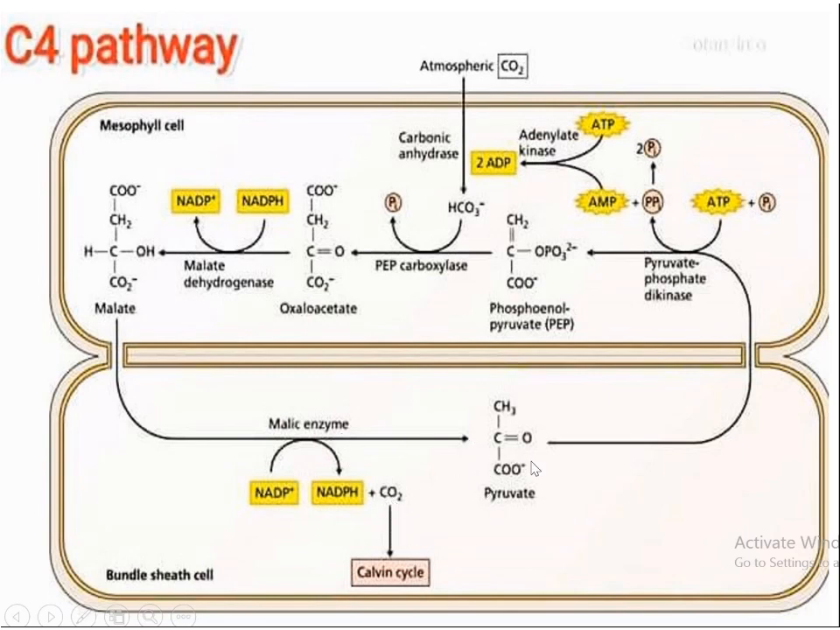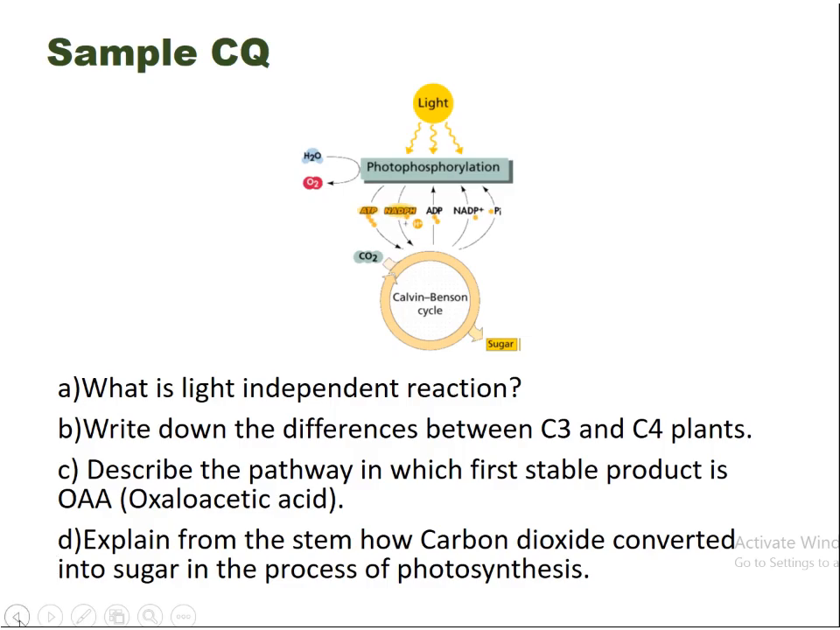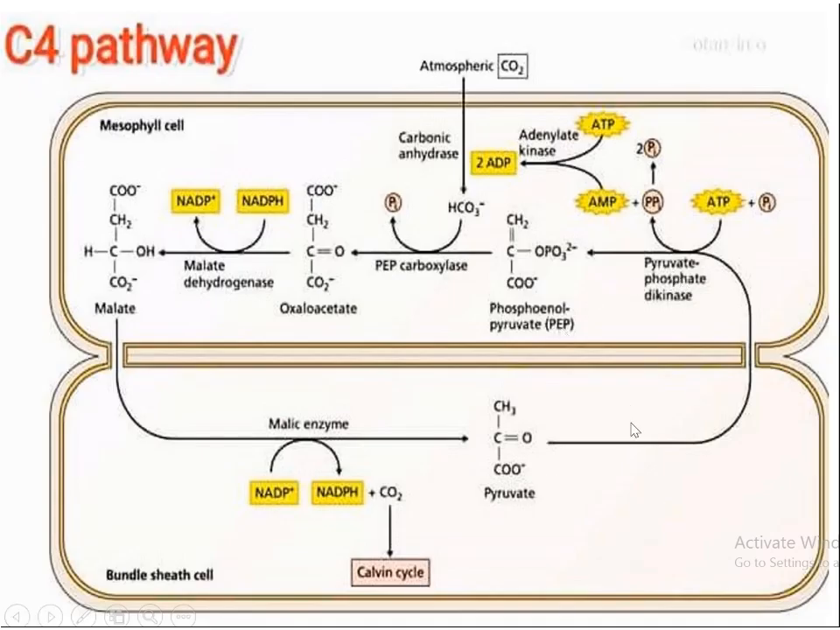The pyruvic acid which is produced from the malate in this phase is then transported back to the mesophyll cell, and here it is converted into 3-carbon phosphoenol pyruvic acid. That means the pyruvate is transported back to the mesophyll cell, and then it again turns into phosphoenol pyruvic acid in the presence of the enzyme pyruvate phosphate kinase. So it is again made available for the C4 pathway.